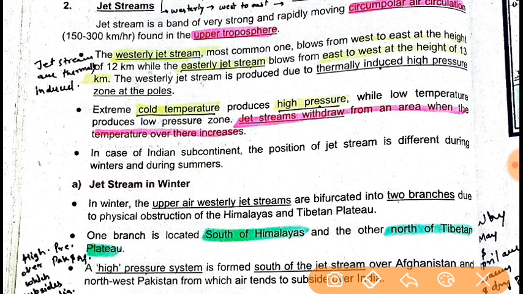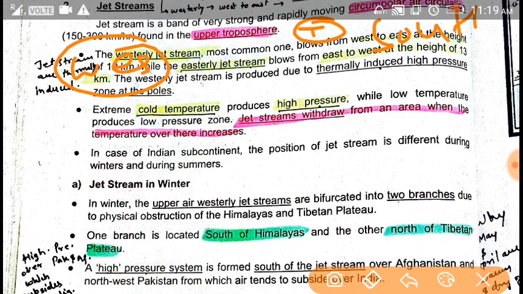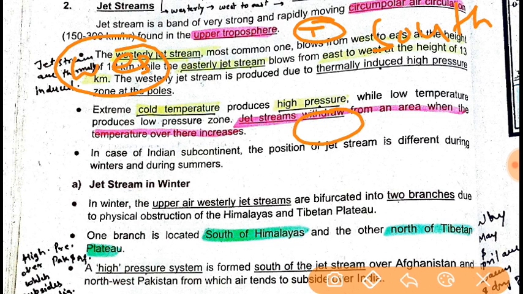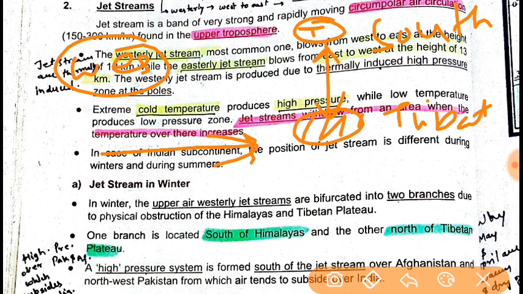So the westerly jet stream is produced via two factors. Number one is having a cold temperature or high pressure zone over two areas. One is the south pole, and the other is the excessive cooling down of the Tibetan plateau. So these two, the Tibetan plateau and the south pole's cold temperature, produce a heavy amount of westerly jet stream. It induces its strength.